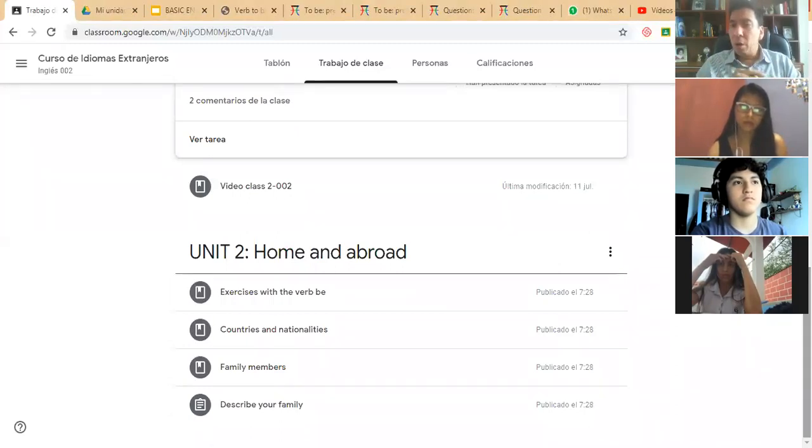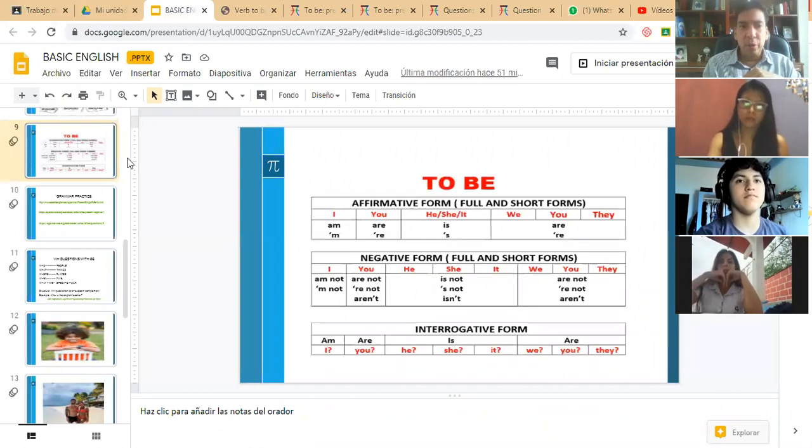So today we start our unit number 2. The name of our unit is Home and Abroad. And as you can see, you have all the material published, okay? You have more exercises with the verb be, you have countries, you have family members, and you have the homework, which I will talk about later, okay? So that is what we're going to do today, all right?